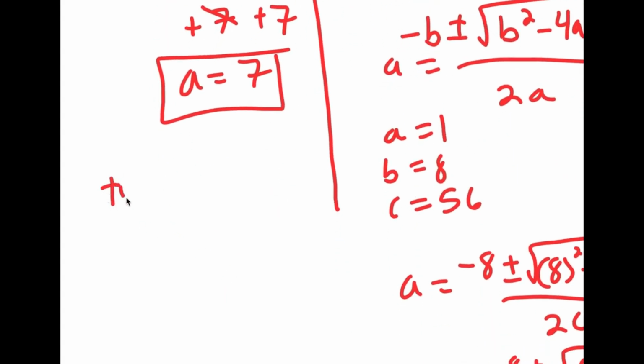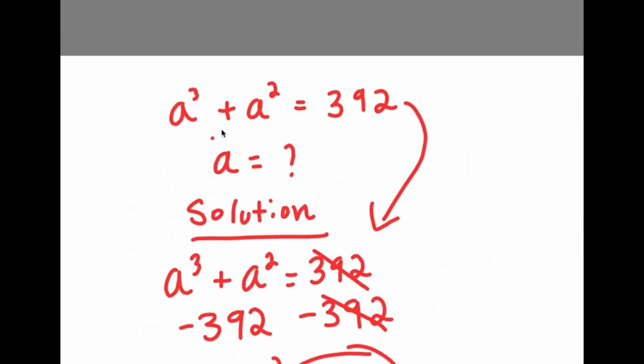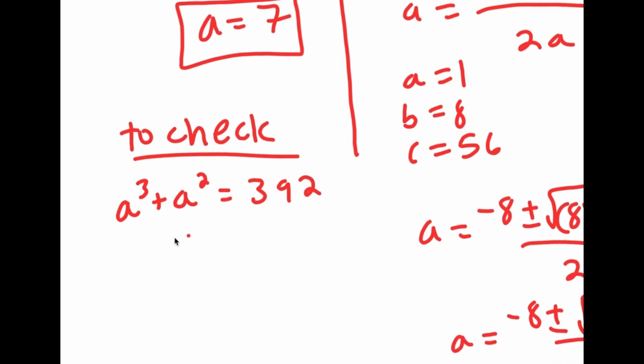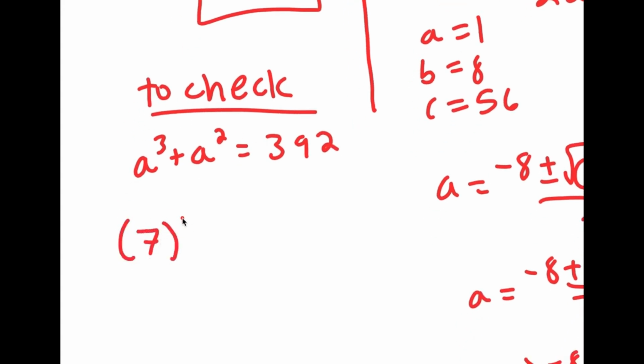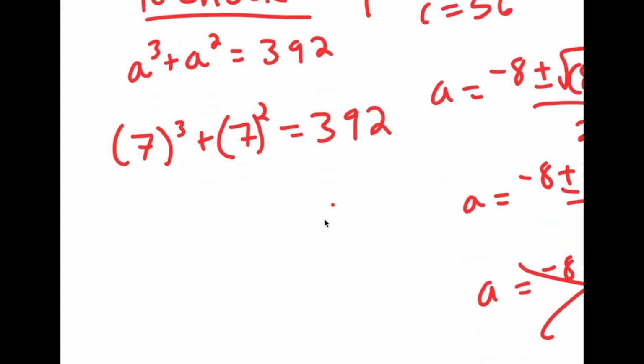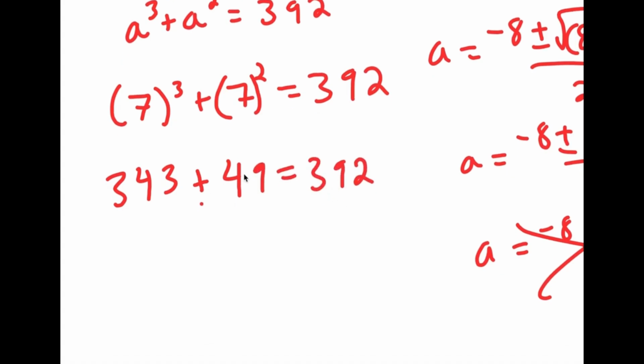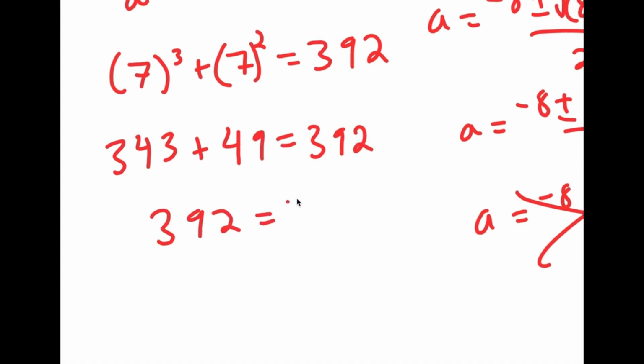So now to check, the original equation was a to the power of 3 plus a squared is equal to 392. So we have a equals 7, so I get 7 to the power of 3 plus 7 squared is equal to 392. Now, 7 to the power of 3 is 343, and 7 squared is equal to 49. So I have 343 plus 49 is equal to 392, meaning 392 is equal to 392.